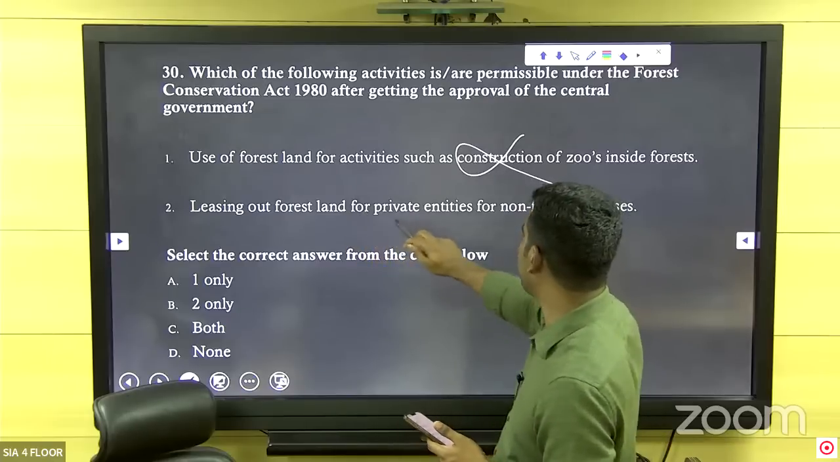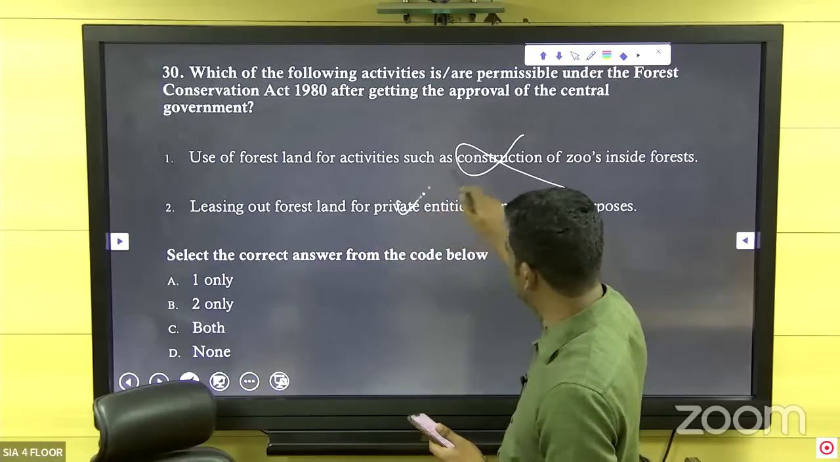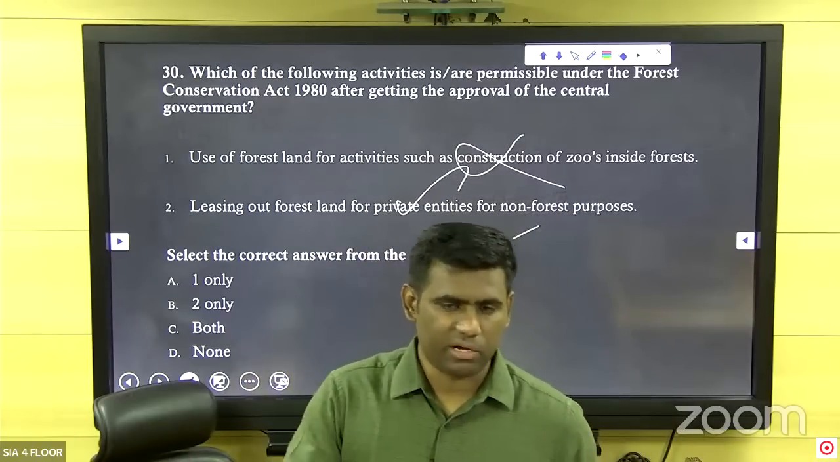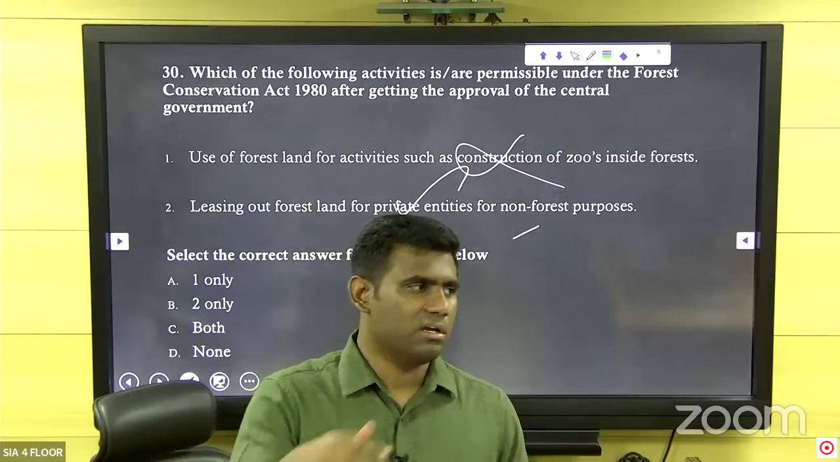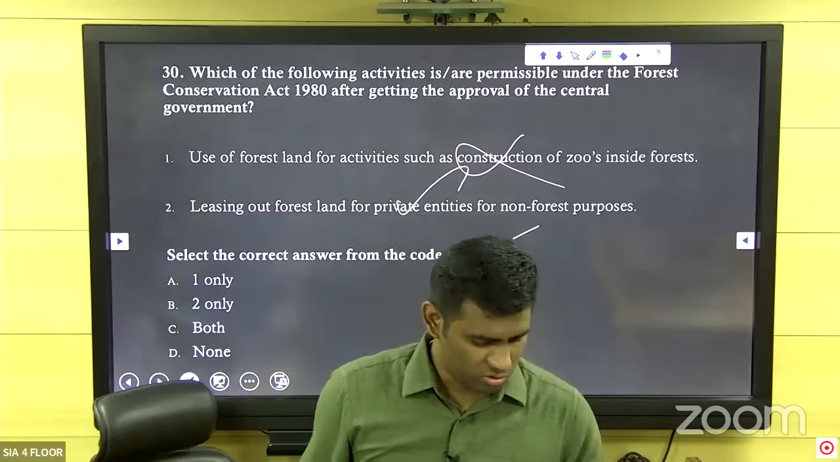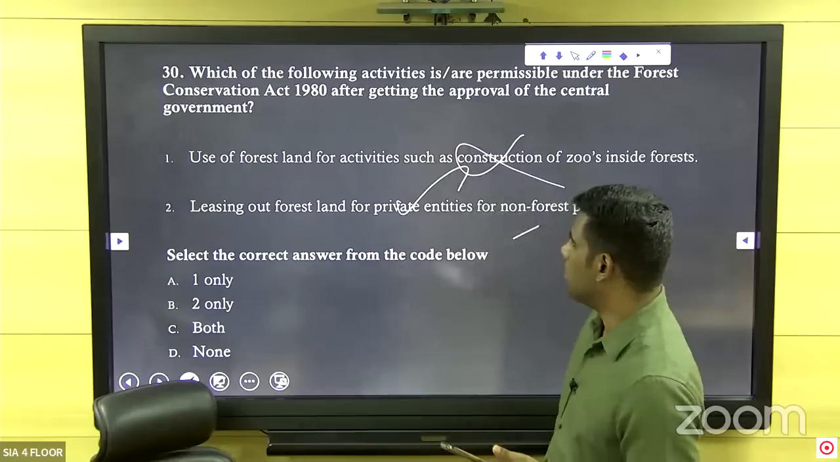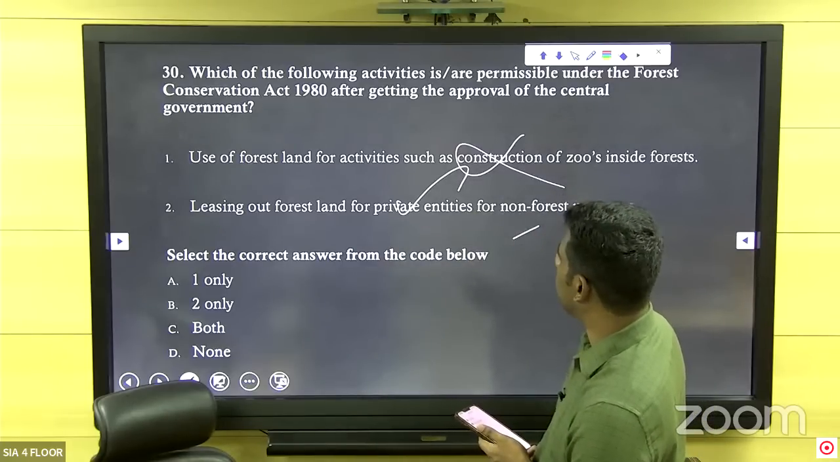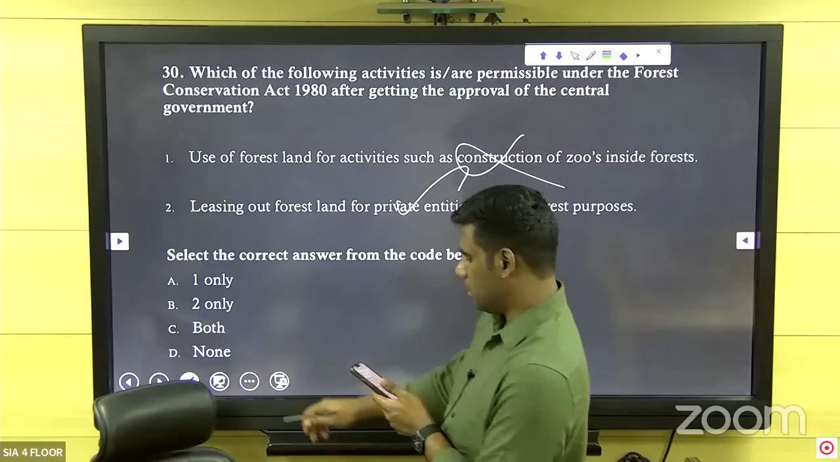Leasing out forest land for private entities for non-forest purposes is allowed after getting the consent of the center. Okay, after getting the consent of the center, for certain activities, forest lands can be diverted for non-forest purposes. So the second statement is right, the first statement is wrong. So 2 only is the correct answer.